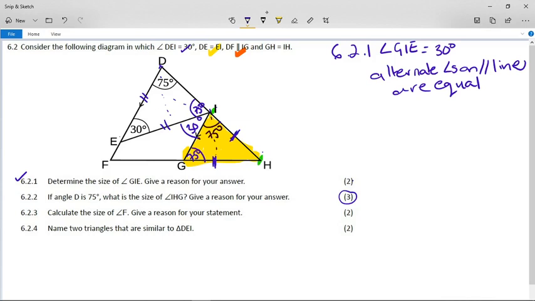So now I don't know if you've noticed, but there's a 75 here and a 75 here, and then there's a 75 here and a 75 here. And these are both triangles.